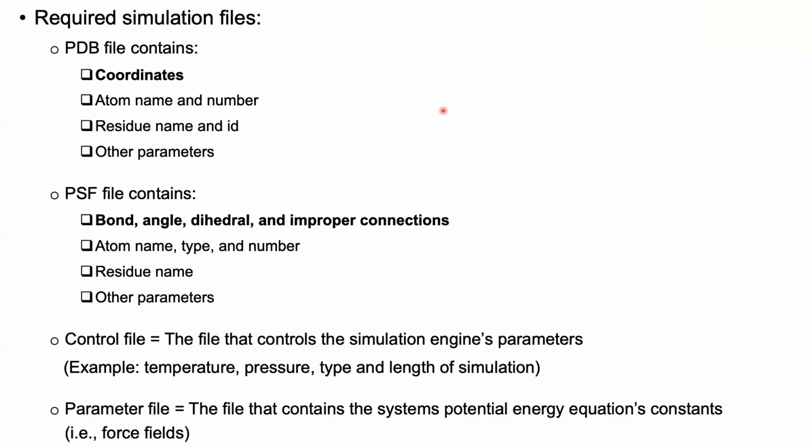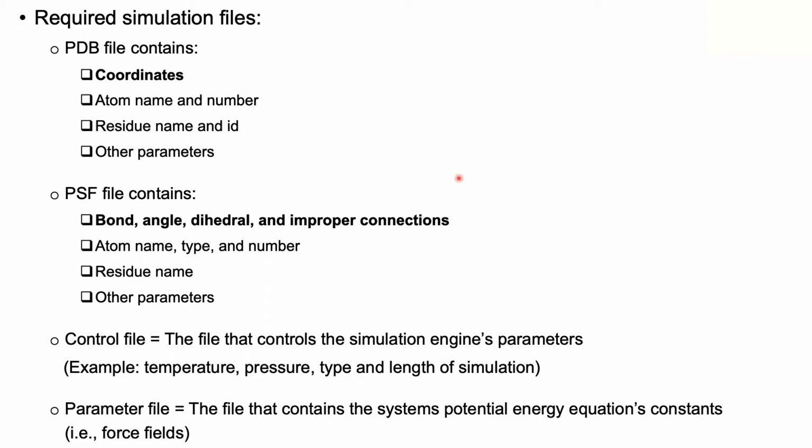There are four main types of files required for the GOMC and NAMD simulations. The first of which is the PDB file, from which we're primarily interested in the coordinates, and that is the X, Y, and Z coordinates in any given simulation or simulation box. It also contains the atom name and number, and also the residue name and ID. There are some other parameters in there as well.